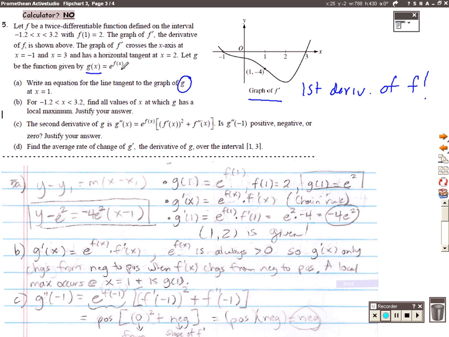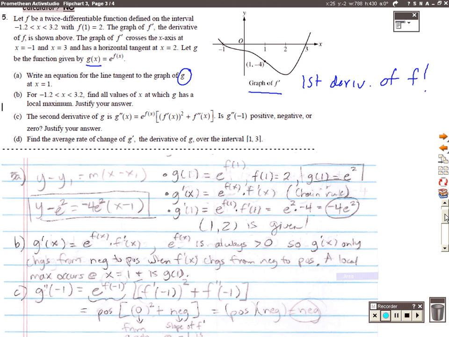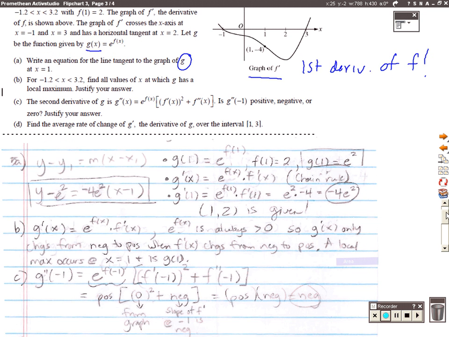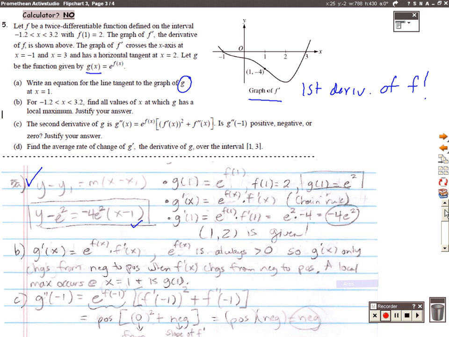Write an equation for the line tangent to the graph of g at x equal to 1. Well, that's not too bad. We know that the equation of a line is y minus y1 equal to m times x minus x1. So we already are given an x value of 1, so we can substitute that in. The question is, what is the y value that goes along with the x value, and what is the slope that goes along with that? So in other words, we know that x is 1. We need to find g of 1. We need the y value.